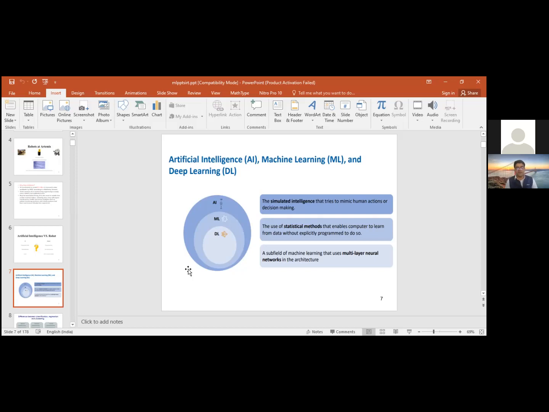stages is a feature extraction stage, and then they apply the neural network to make the decision, to finally go for the conclusion.